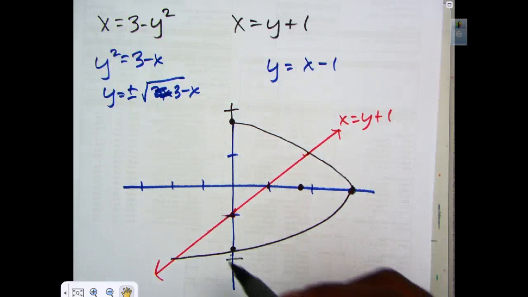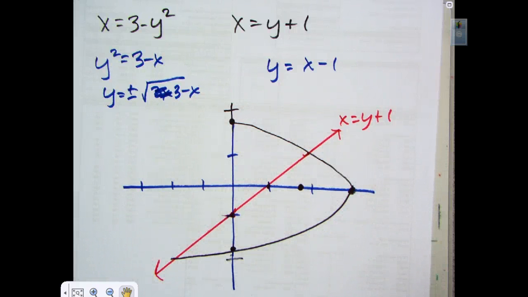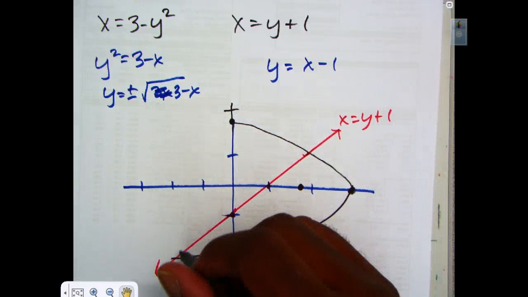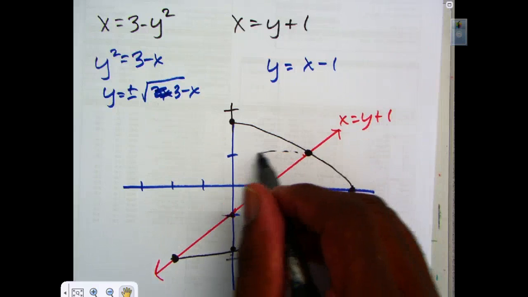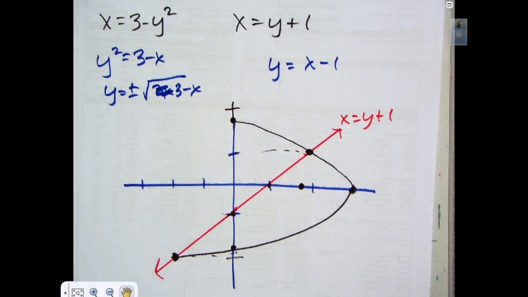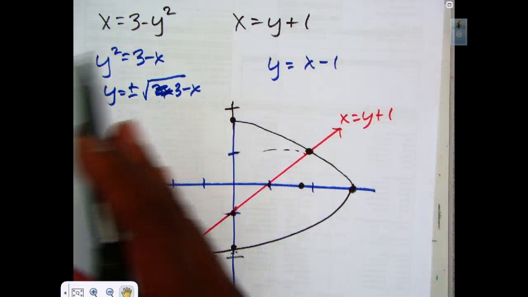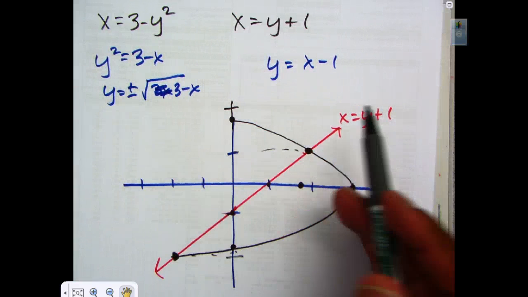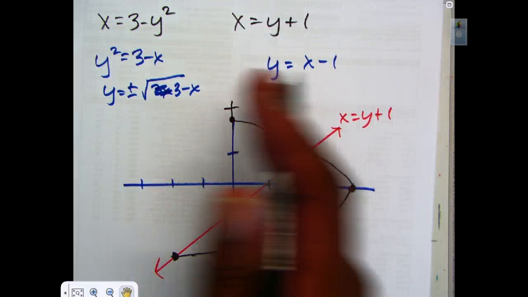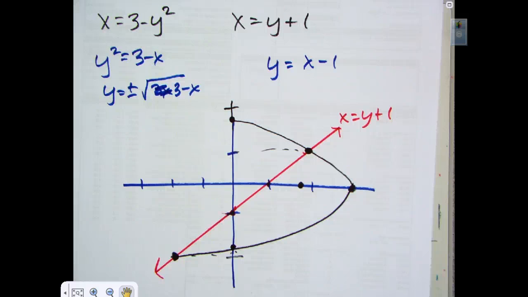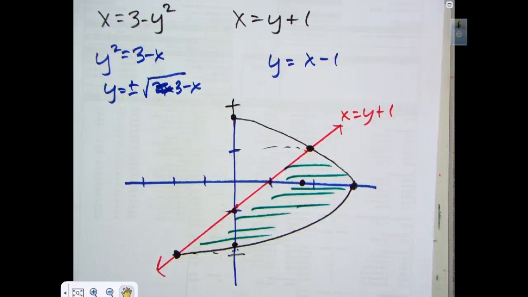So we need to figure out where these two intersect, at what y values, here and here. What's our value for y? But we do see which function is our rightmost function and which is our leftmost function, right? Here's the function on the right-hand side, here's the function on the left-hand side, and the region that we're looking for is this region here, the region between.